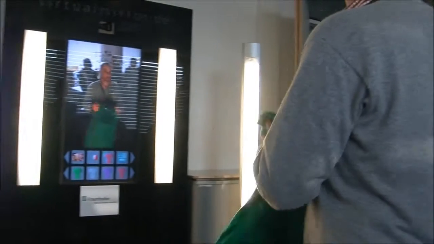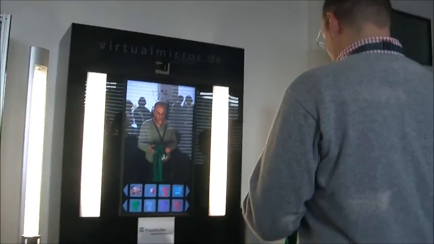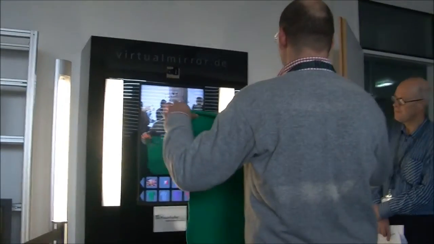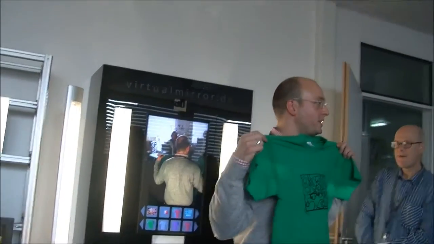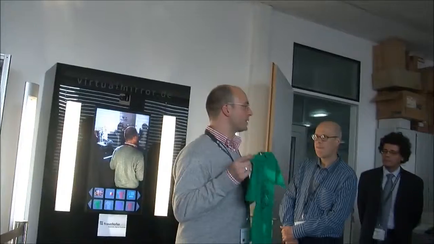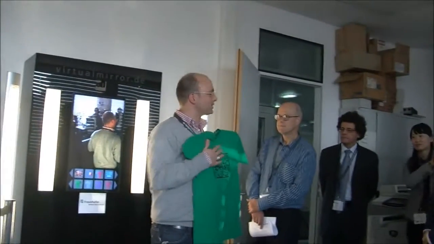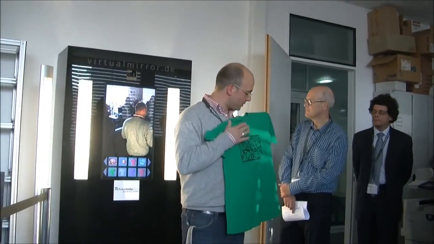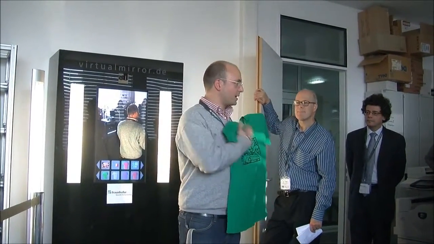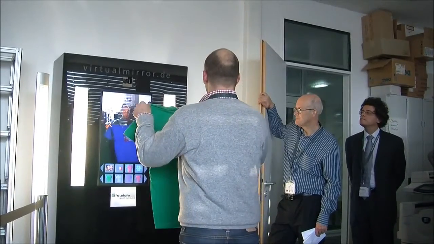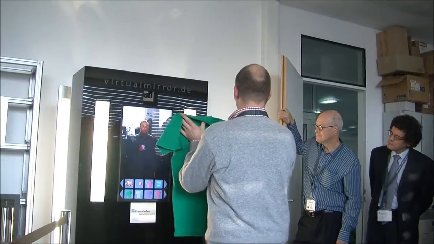I'll first show you how it's working, or what it does, before telling some more about it. So the basic idea is you have a green shirt in this case. The computer only knows it's a green shirt. It knows there's some structure on it, but does not know what structure. The only requirement here is to have a green shirt with some structure, and the system can recognize it and then replace the logo on the texture.